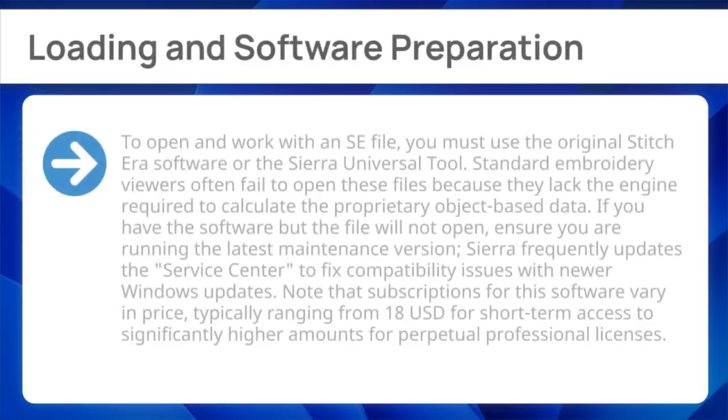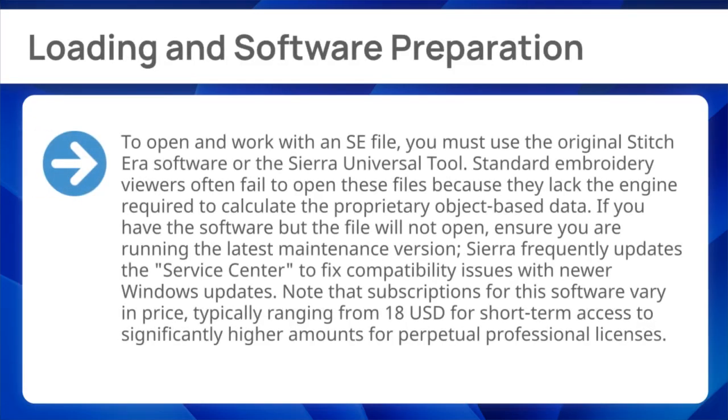Next, loading and software preparation. To open and work with an SE file, you must use the original Stitch-era software, or the Sierra Universal tool. Standard embroidery viewers often fail to open these files because they lack the engine required to calculate the proprietary object-based data. If you have the software, but the file will not open, ensure you are running the latest maintenance version. Sierra frequently updates the Service Center to fix compatibility issues with newer Windows updates.